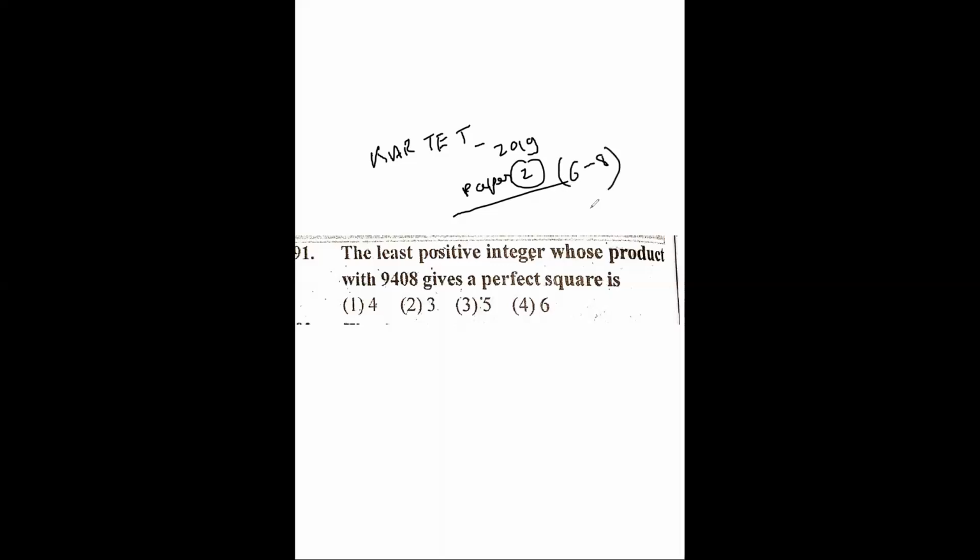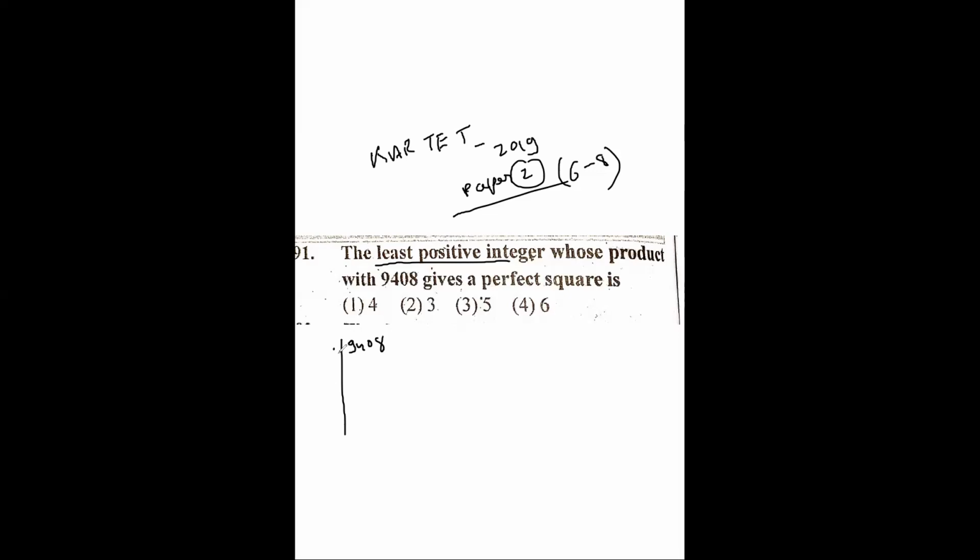Okay, 6 to 8. So the first question we'll be discussing is the least positive integer whose product with 9408 gives a perfect square. So here to find out the least positive integer, we need to take the prime factorization of 9408. Find out the prime factors of 9408.